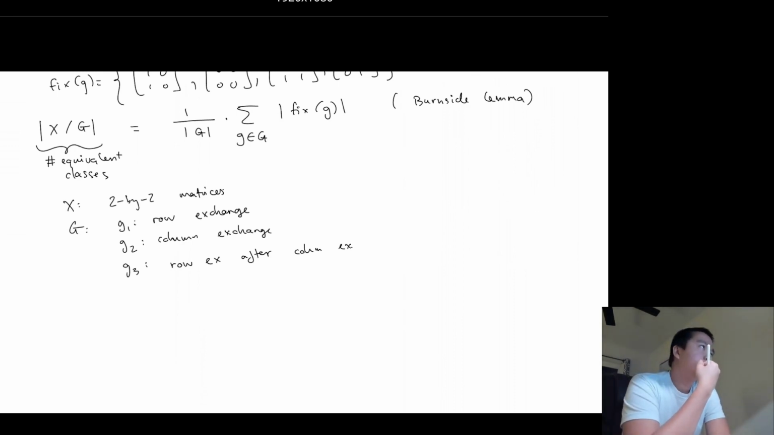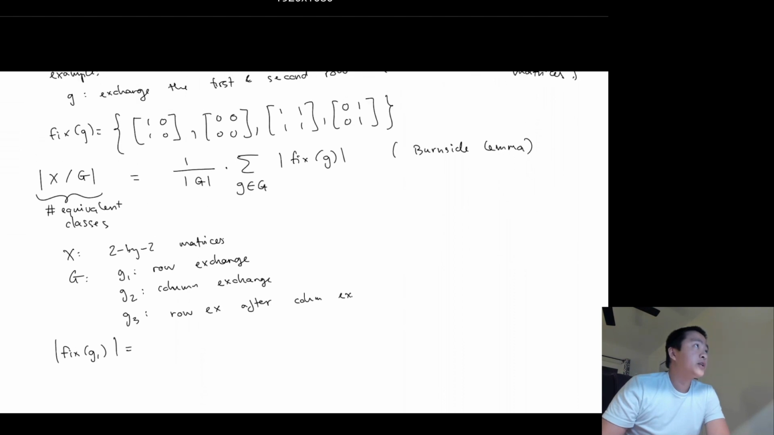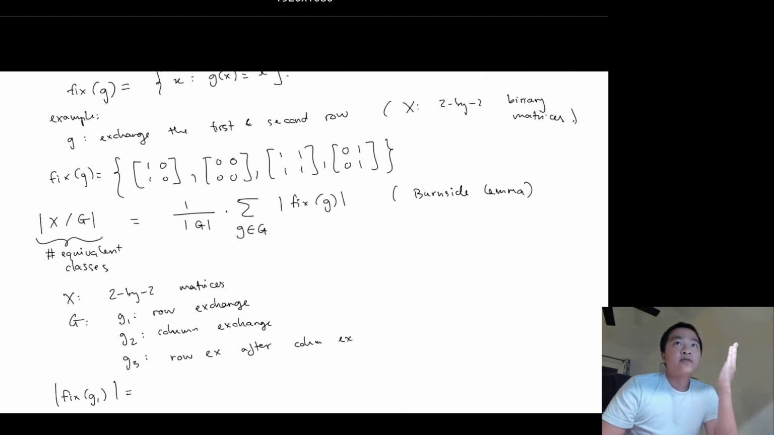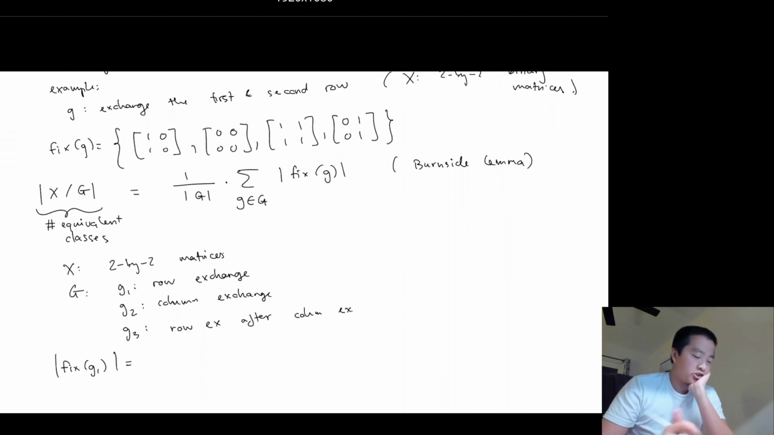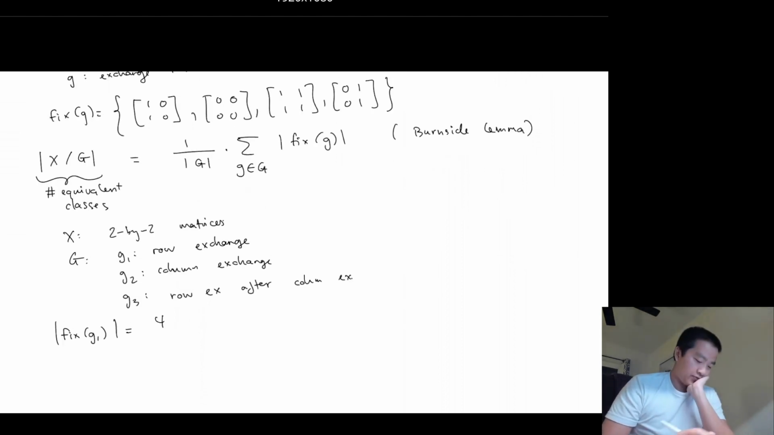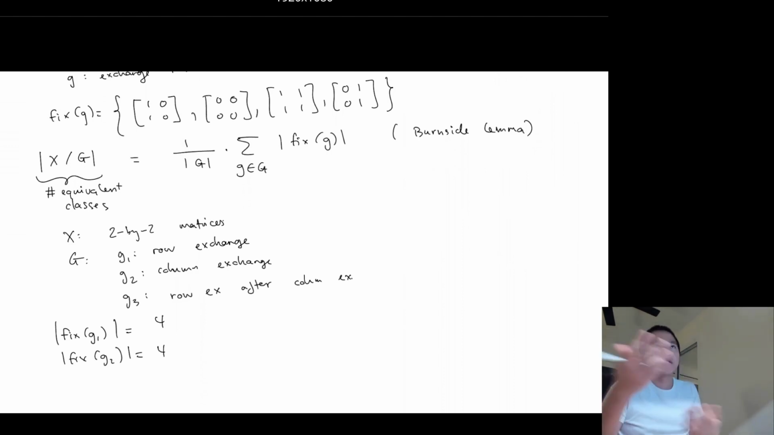Okay, so now let's check. We know that the number of equivalent classes is 7. So now let's check. So the size of fix of G1. Okay, so when you do row exchange, you have 4 configurations that don't change, so that would be 4. Fix of G2 should be the same by symmetry. There's no difference here.